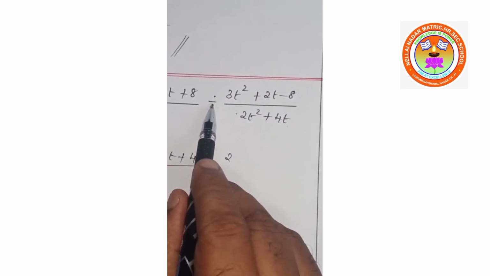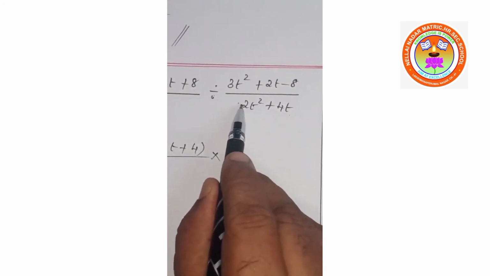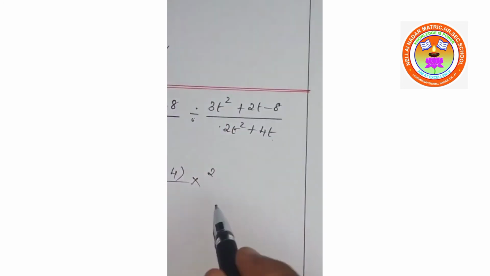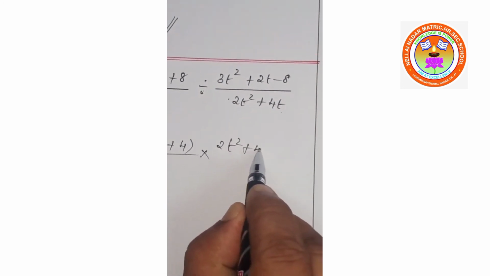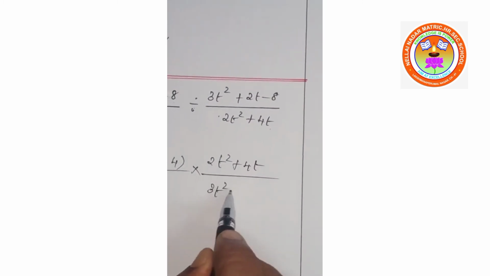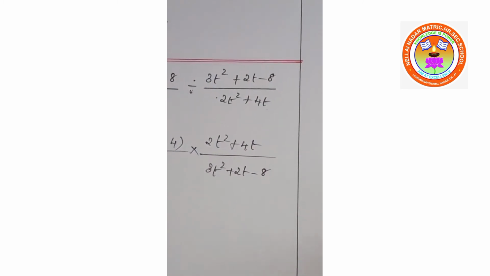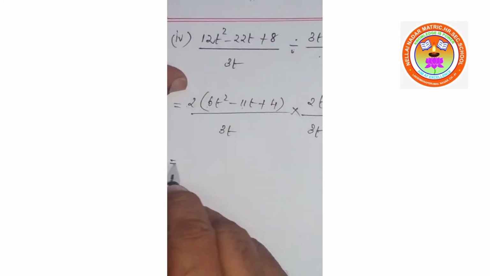Then whenever you are given division, you have to change it into multiplication. Then the 2t squared plus 4t comes to the numerator, 2t squared plus 4t divided by, this one comes to the denominator, 3t squared plus 2t minus 8. So reciprocal. Okay. Now we have to simplify.